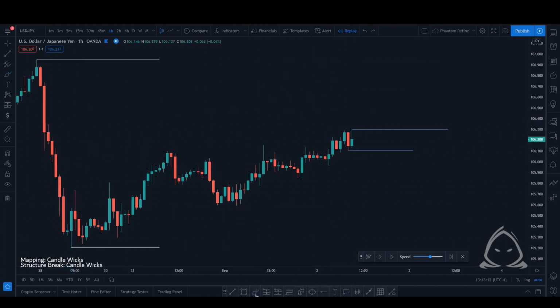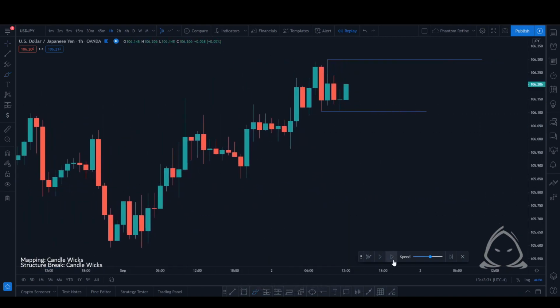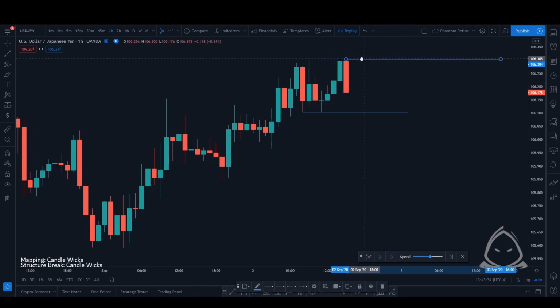That's not a pullback. That's just this wick created a range. This range was filled by these candles. The momentum continued. This wick created liquidity and filled the range with the prevailing candles. Just barely breaks the high with the wick.